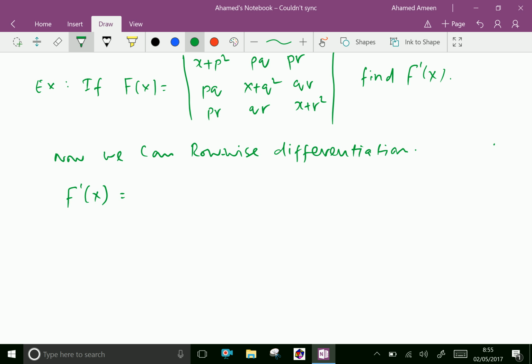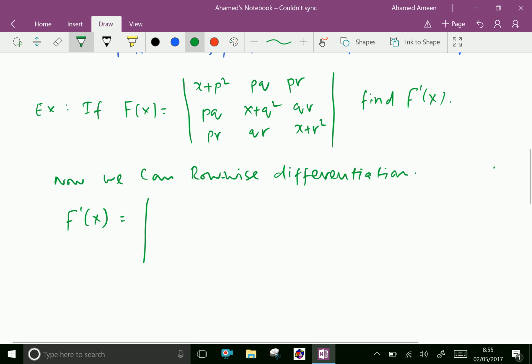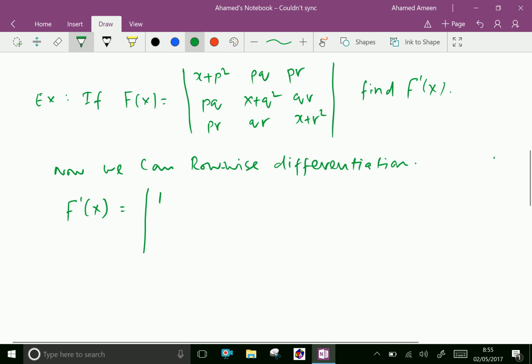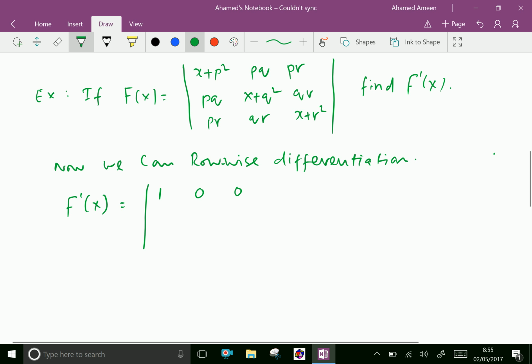differentiation of the first row of the determinant, which is x plus p squared, differentiation is 1, because x is the variable and p squared is a constant. pq is a constant, so differentiation is 0. pr is also a constant, differentiation is 0. pq, differentiation is 0. qx plus q squared is 1, and qr differentiation is 0.